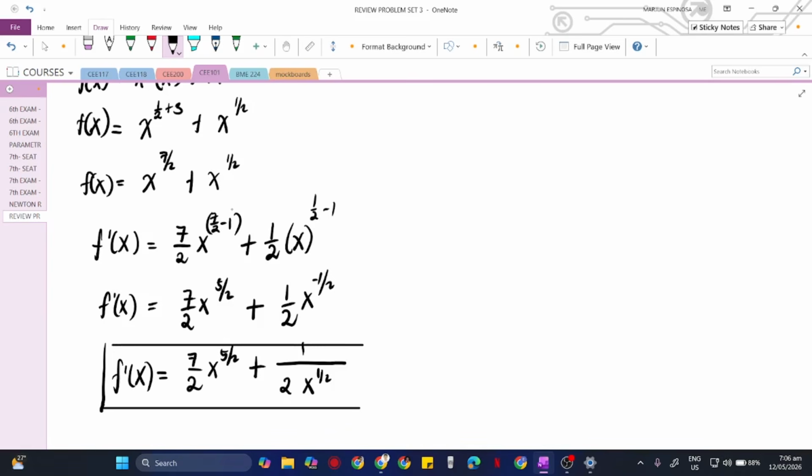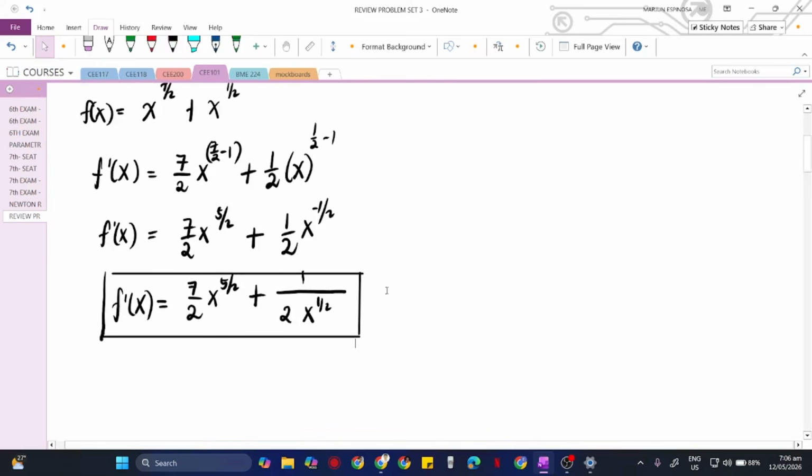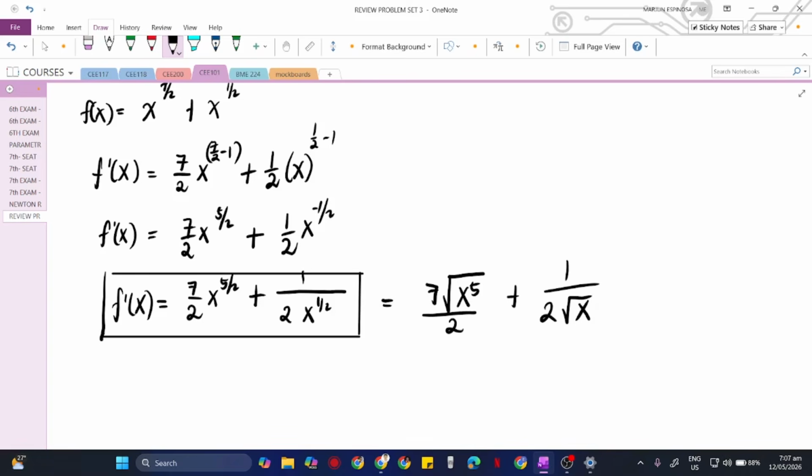I hope we were able to follow the solution. Let me check. Okay, that's correct. You can also express your answer this way: 7 over 2 times the square root of x raised to the power of 5, plus 1 over 2 square root of x. It is the same thing. Or you can also write 7 over 2 like this. I will just box it.